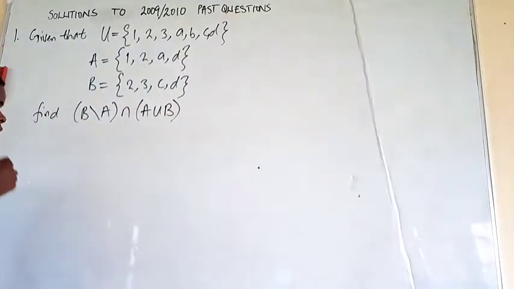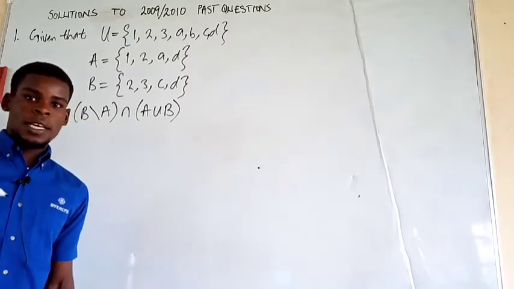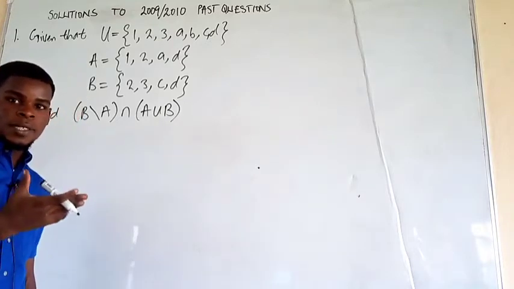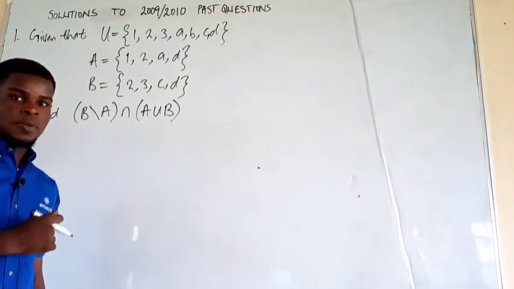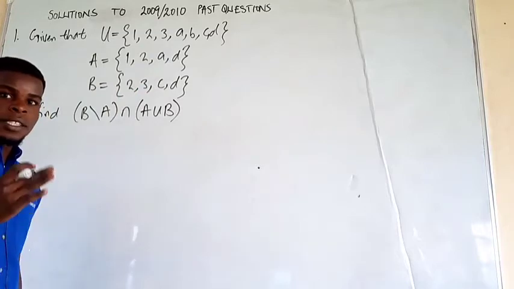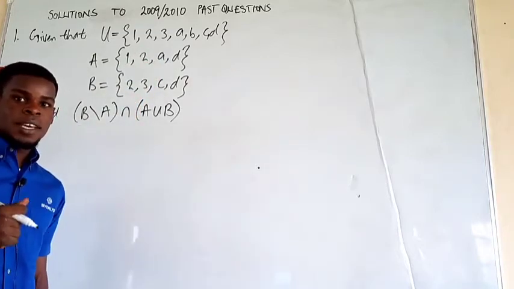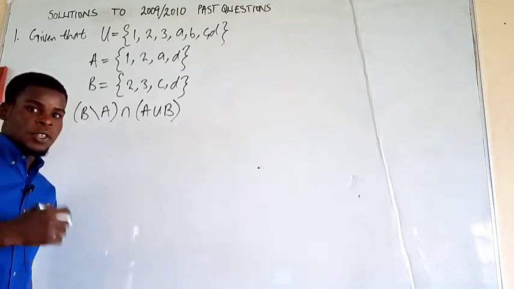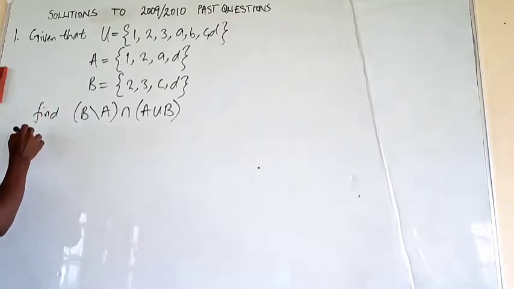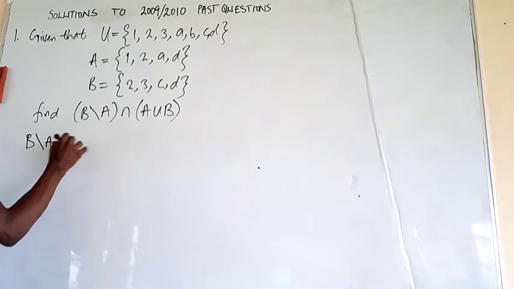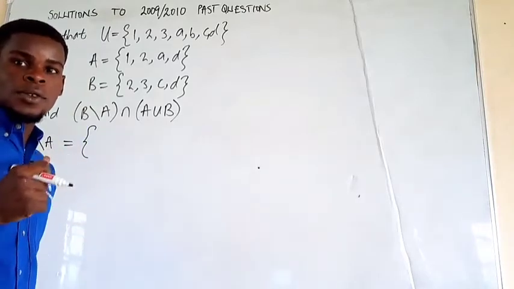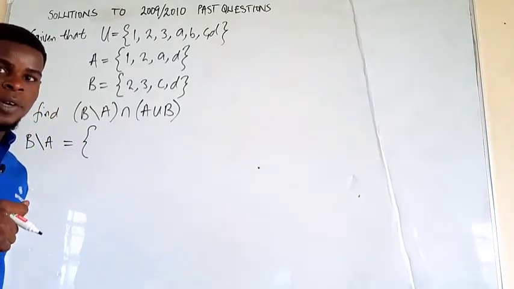Now, B backslash A is simply a notation that tells you to take away the common elements of the set B and the set A from the set B. That is, if there are common elements between set B and set A, then take away those common elements from the set B, and the remaining is B backslash A. In other words, it means the elements that belong to B but do not belong to A. So we will compute B backslash A to be elements that are found in B, but we exclude elements that are found in A from elements that are in B.